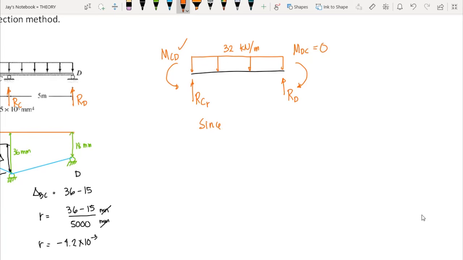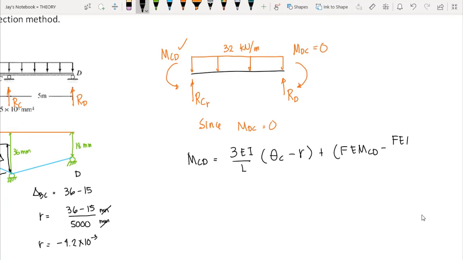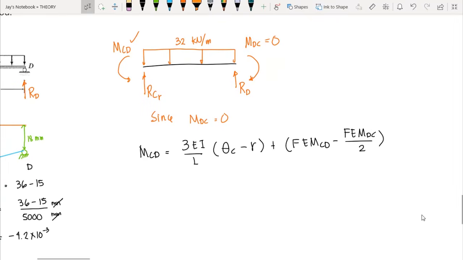Since MDC is equal to 0, therefore MCD here can be used by the formula 3EI over L times theta C minus R plus the fixed end moment CD minus the fixed end moment DC over 2. Okay? So we have MCD is equal to 3EI. Our L here is the same. We have 5 meters. So we have 5 times theta C minus R.